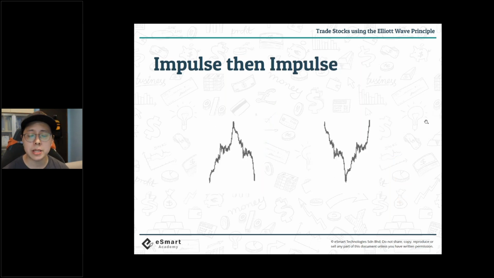Now, the second combination is pretty clear-cut and simple. This is what we call impulse then impulse. For me, I would just call this V-shape, because they look like a V. So what you have here, either an inverted V or a V shape, is basically two impulses following one another. When you see something like this on your chart, the idea here is do not trade it. In other words, when you see a V-shaped formation in the latest price chart, just stay out of it. Don't go and trade the market when you see a V-shape.